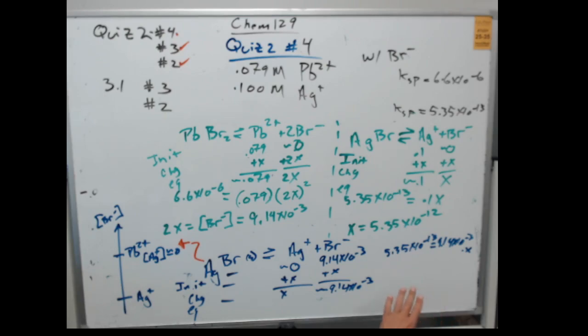Makes sense. This is approximately 10, so this is almost 10 to the minus 4. No, this is almost 10 to the minus 2. I'm dividing by that. Yeah, that makes sense. X equals 5.88 times 10 to the minus 11. Now, is 5.88 times 10 to the minus 11 almost 0?